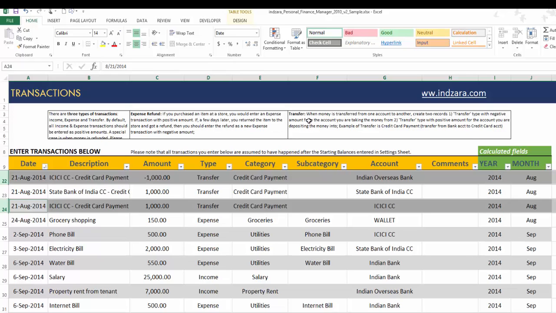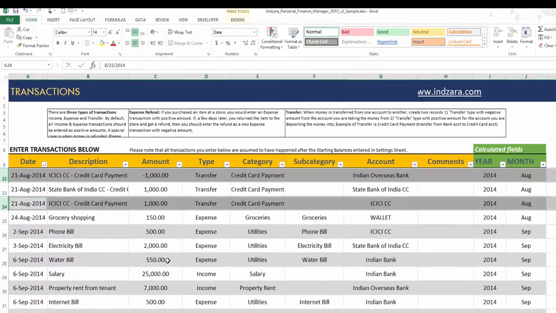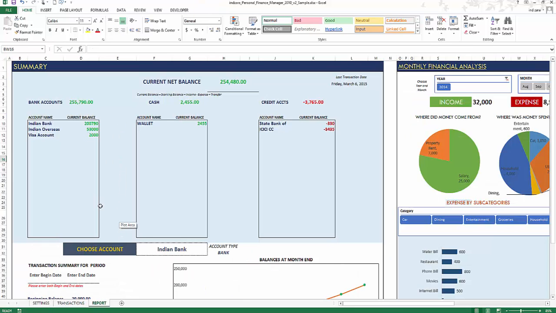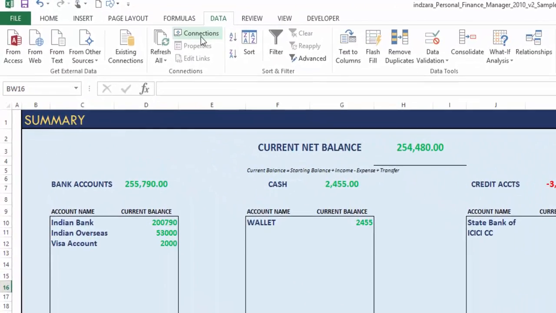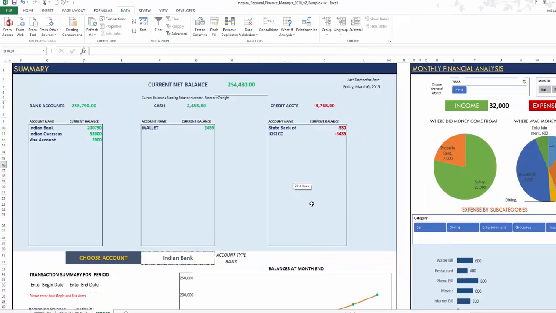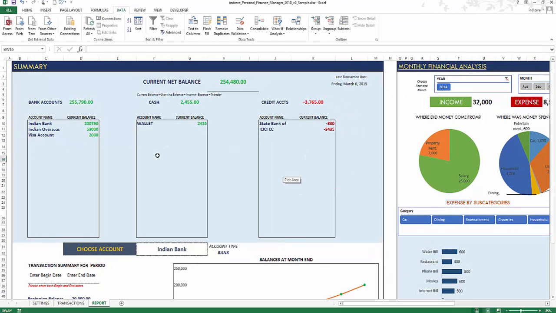Expense refunds and transfer transactions are two somewhat unique cases, but for all other income and expense transactions, just enter a positive value in the amount. Now, after you enter all your transactions, it's time to go to the report. Whenever you enter new transactions, it's very important that you go to the Data ribbon and hit Refresh All. This will make sure that all the charts and tables here are updated, because it is using pivot tables, and it's very important that you refresh your data.